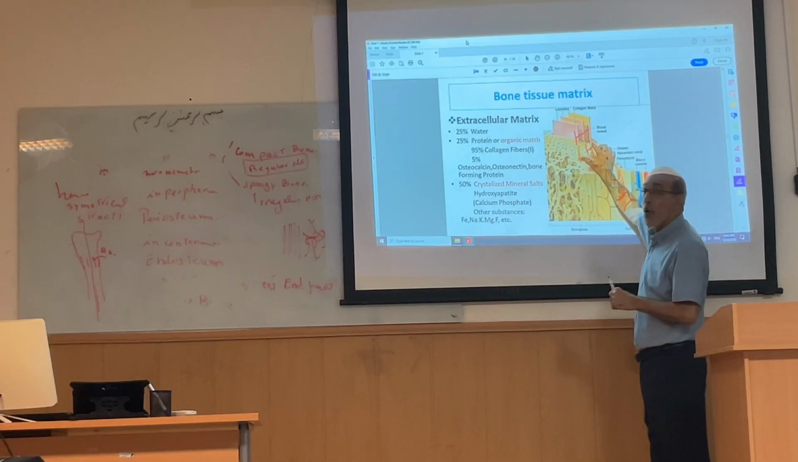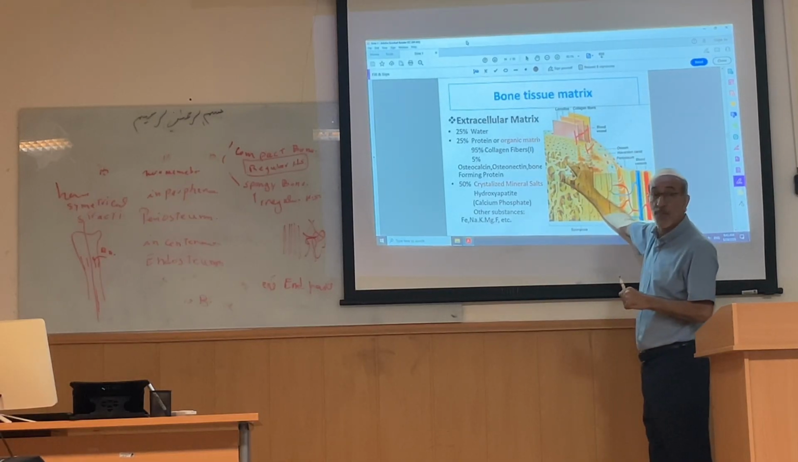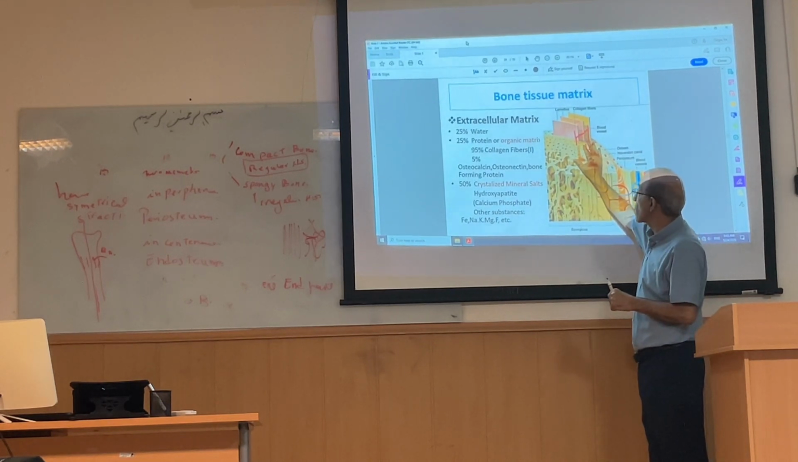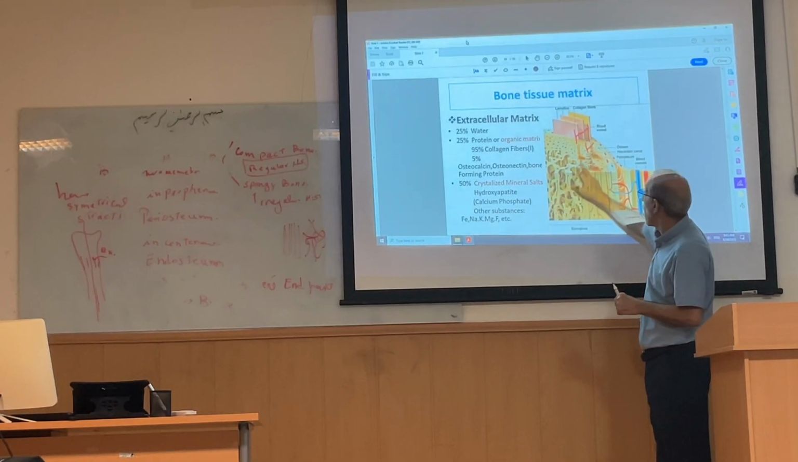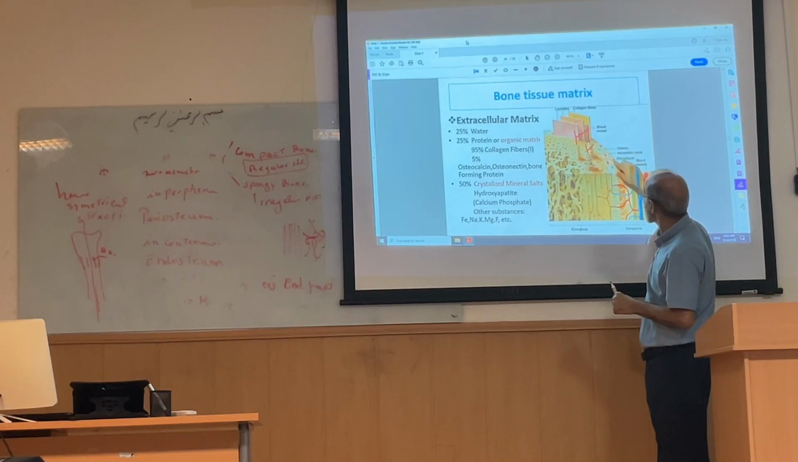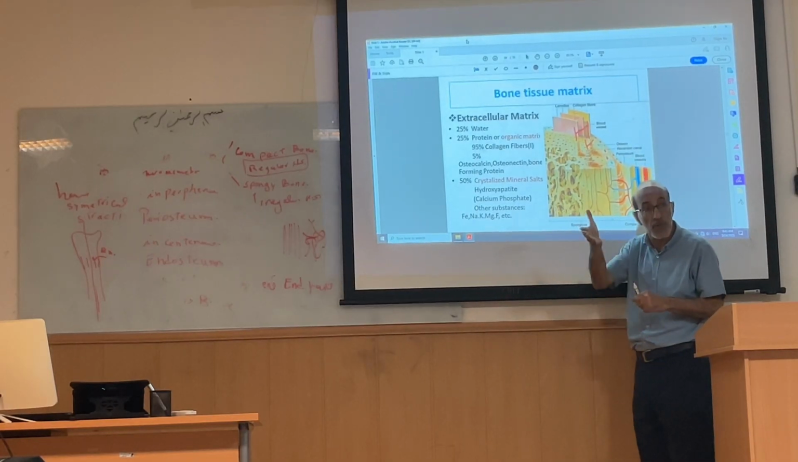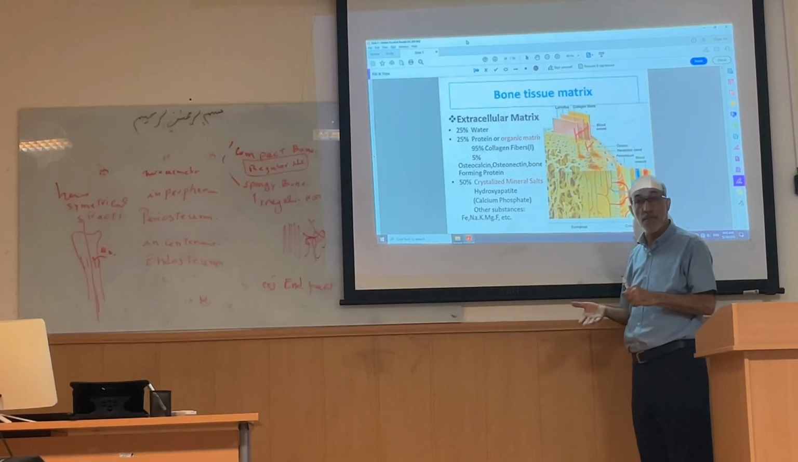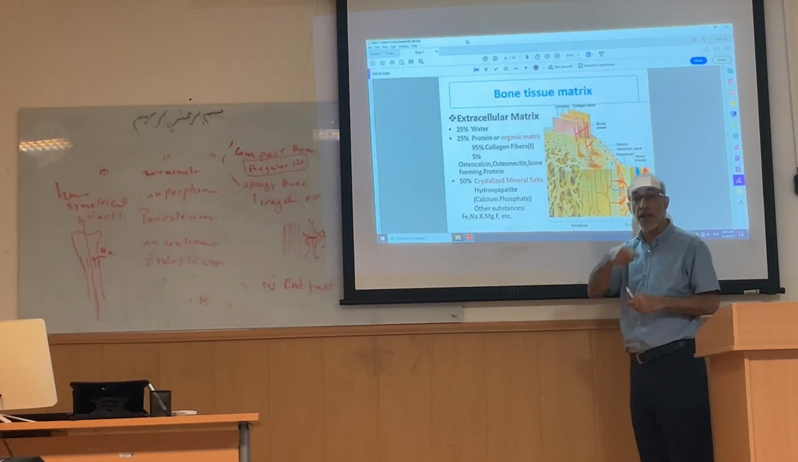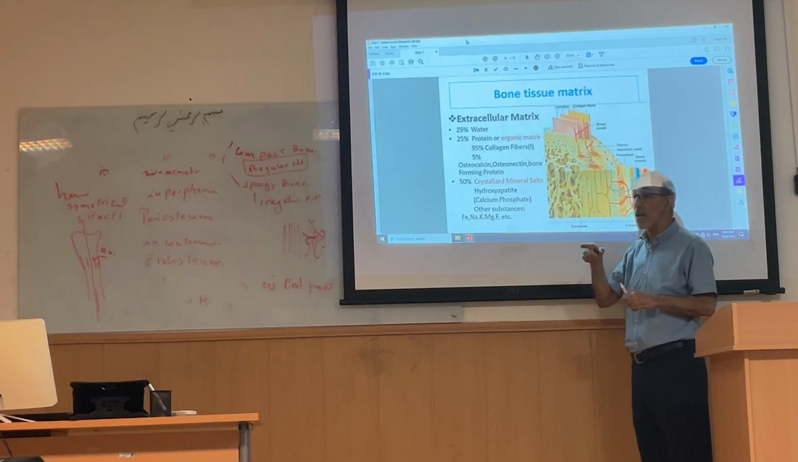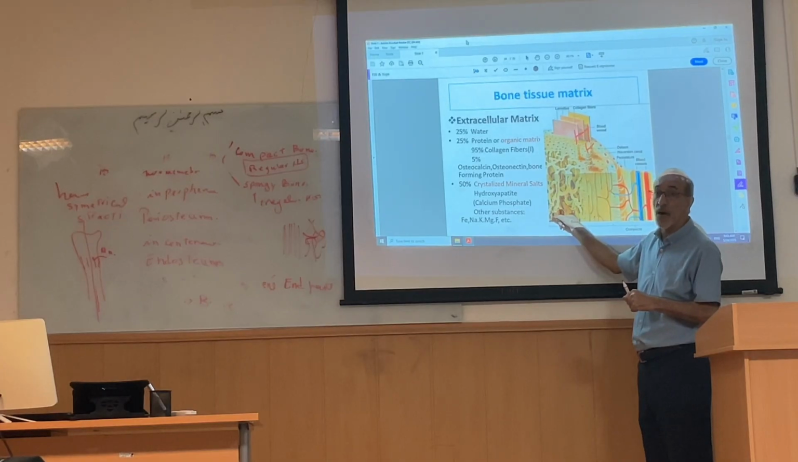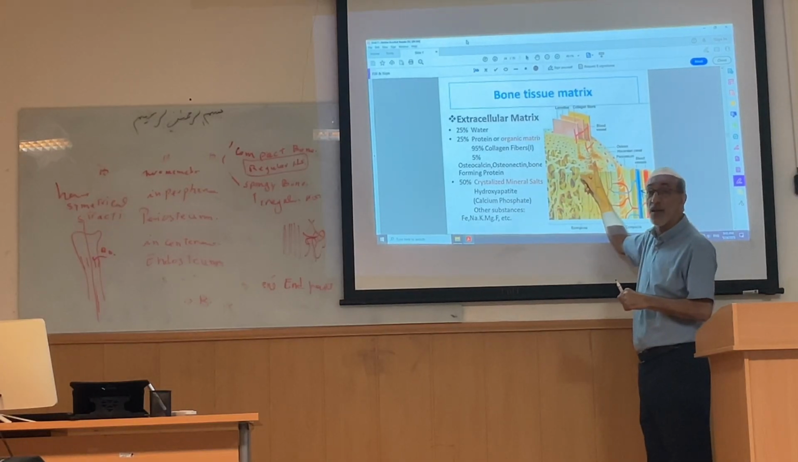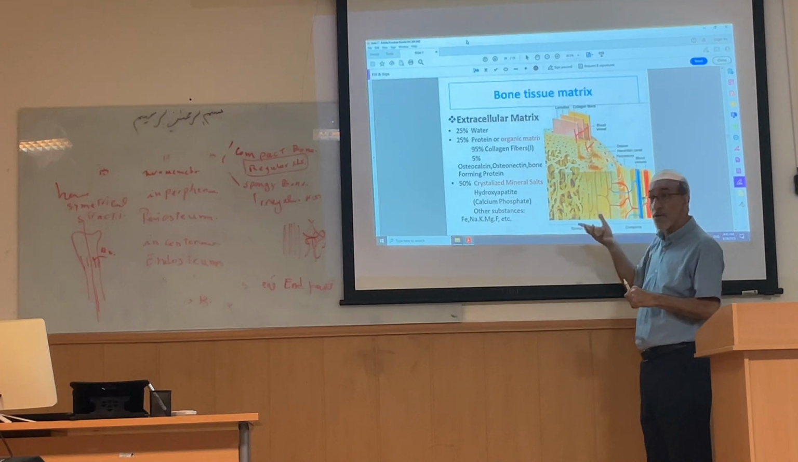Peripheral is compact bone. Central is spongy bone. This is spongy bone, with an irregular system. This is compact bone. Spongy bone is covered by endosteum. Compact bone is covered by periosteum. Peripheral, periosteum. Central, endosteum. Very good. What is the difference?